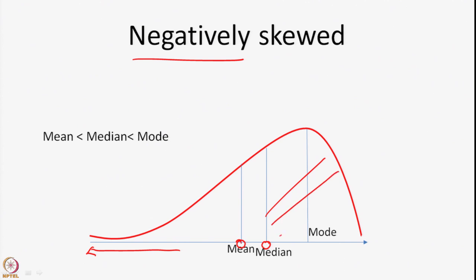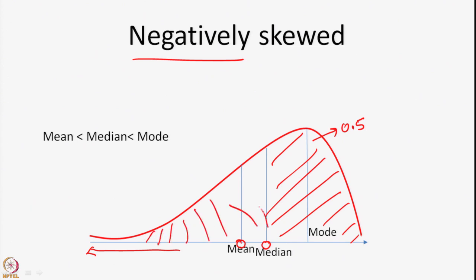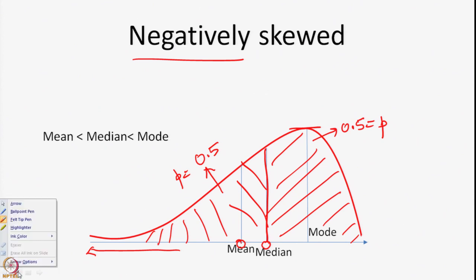So again, this side of the data is 0.5 or 50%, and this side of data is also 0.5 probability. This is P equal to 0.5 probability, because that is how the median is at the center. Mode is always the highest frequency, and therefore when the data is negatively skewed, you will find that mean is smaller than median, is smaller than mode.